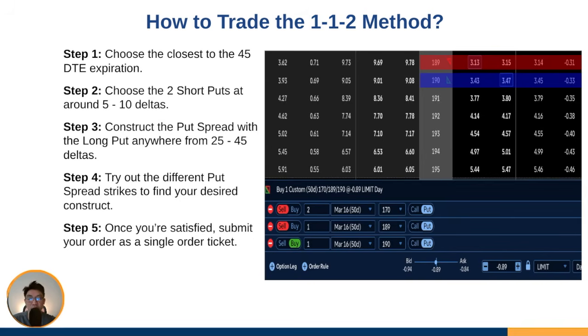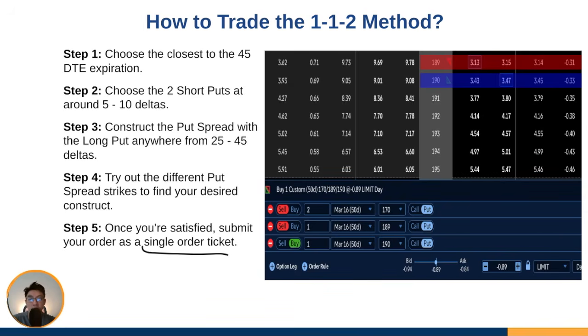Now, once you're satisfied with this construct, the last step is to submit your order as a single order ticket. This is very important because some people have asked me whether it's possible to split up the strategy, selling the short put first, and if the market goes higher, then buying the put debit spread.